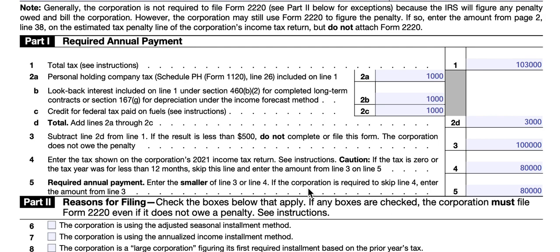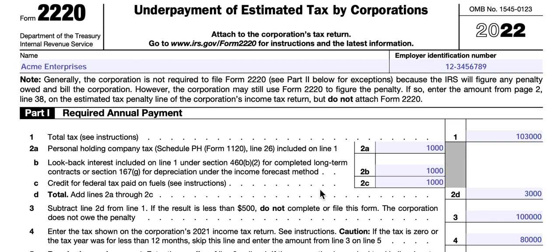We'll start with our company, Acme Enterprises, employer number at the very top of the form. So in general, you don't need to file this form. There are exceptions under Part 2 because the IRS can calculate the penalty when you file your tax return and then bill the corporation separately. You can use this form to calculate the penalty. There are certain instances documented in Part 2 where you have to file this form regardless of whether or not you owe a penalty.